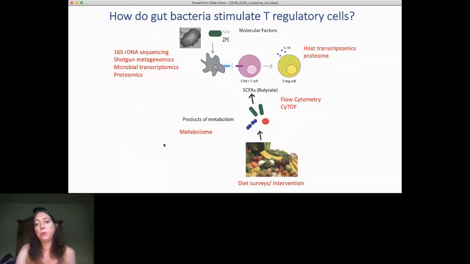And then we want to integrate this or couple it with host immune phenotypes, such as what sort of genes are being expressed by host immune cells, or what sort of host immune cells are even there, using techniques such as flow cytometry or a more high throughput version of flow cytometry called CyTOF.